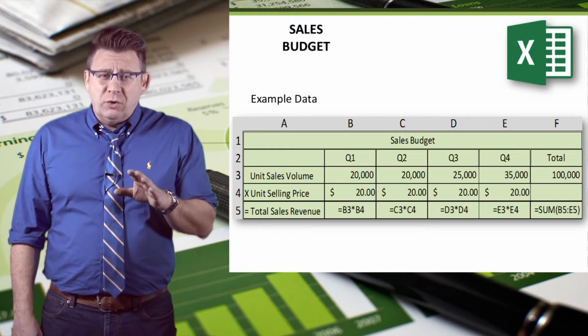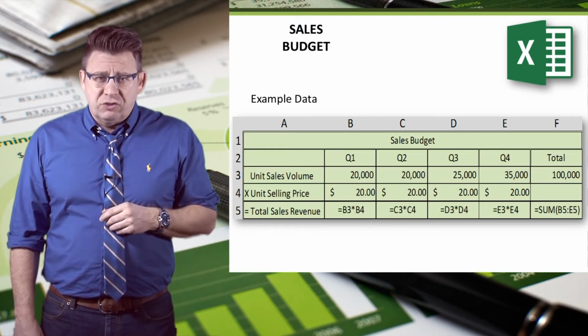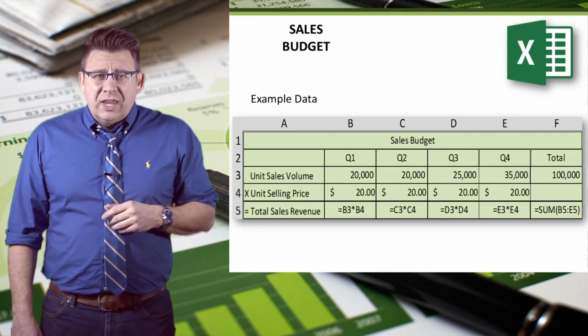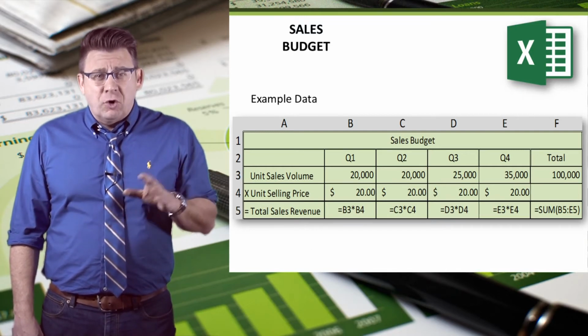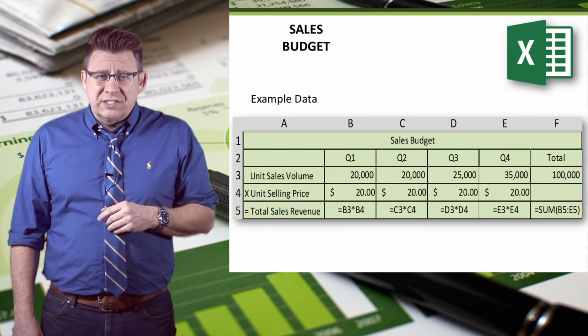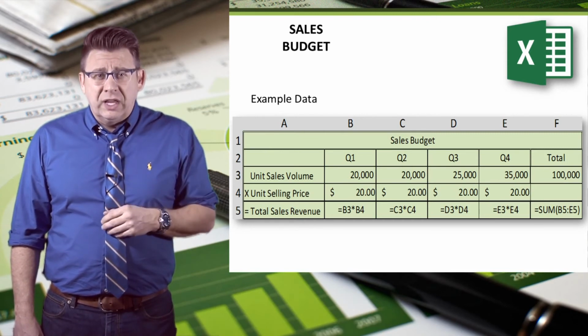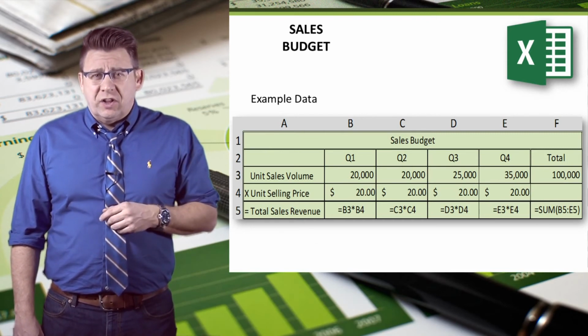So I'll be showing you how to use basic Excel functions to link budgets together. In this example, you can see the formulas used to arrive at total sales revenue by quarter and annually, as well as the total sales volume annually.